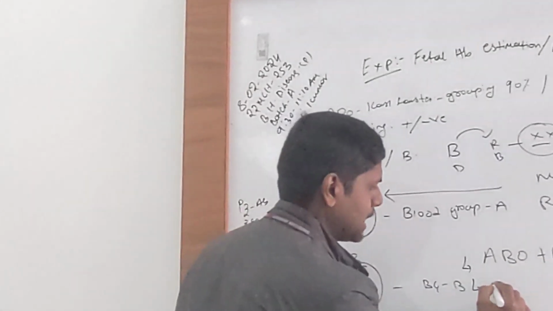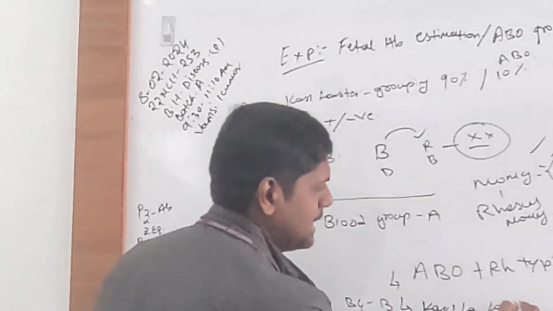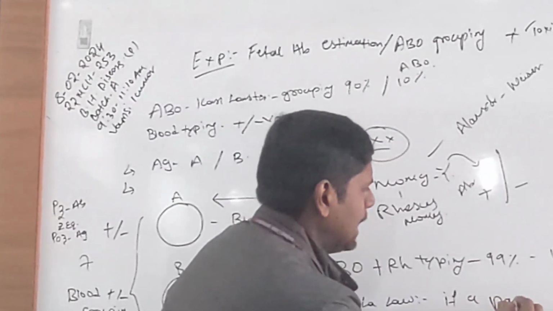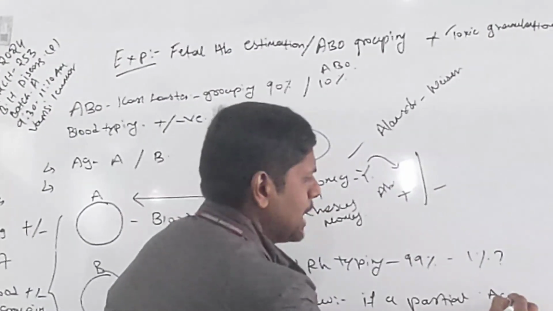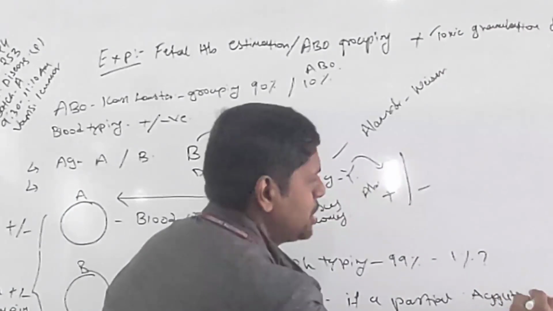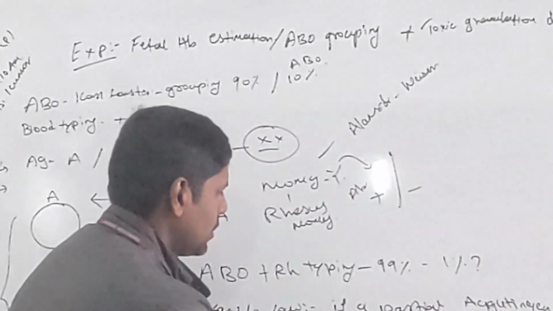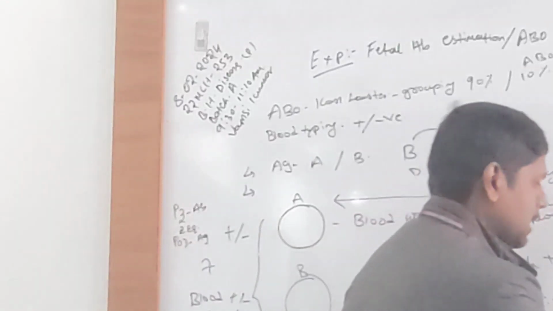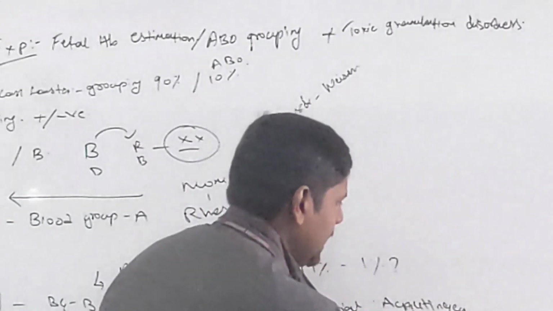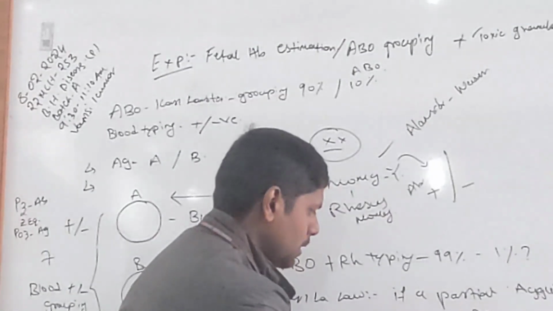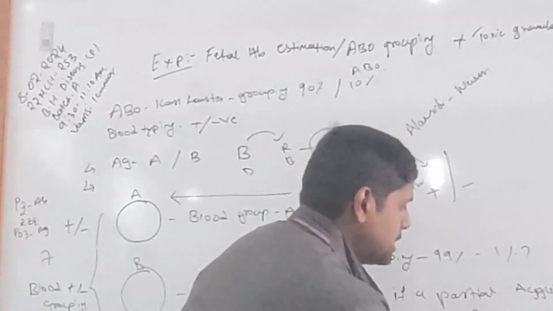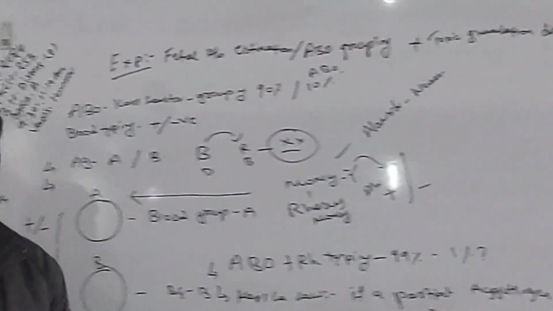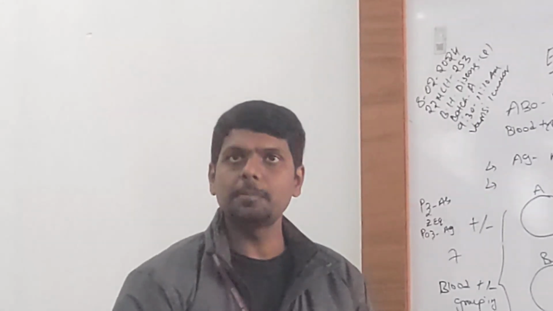The law of Karl Landsteiner is very interesting. That is called Landsteiner's law. He gave a very nice definition about blood grouping. He said, if a particular agglutinogen is present in the RBC, the corresponding agglutinin must be absent in the plasma. Must be absent in the plasma.